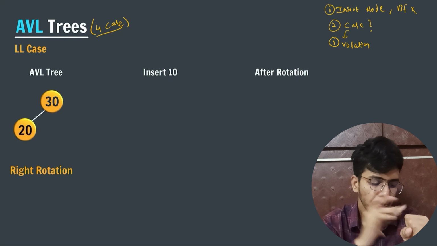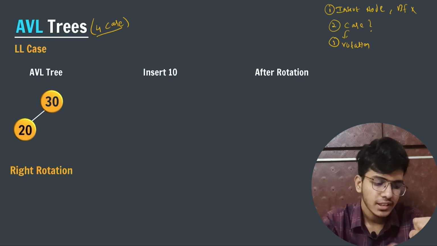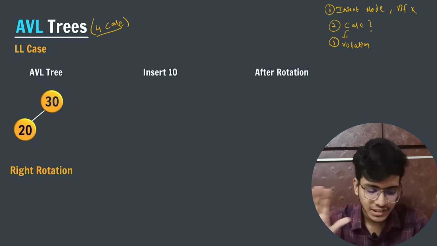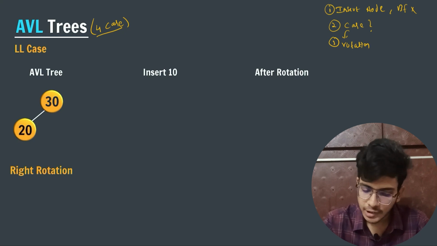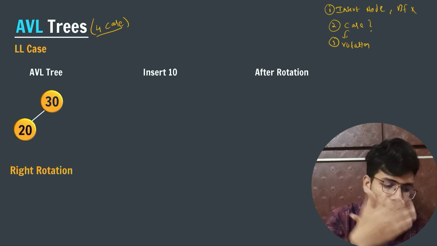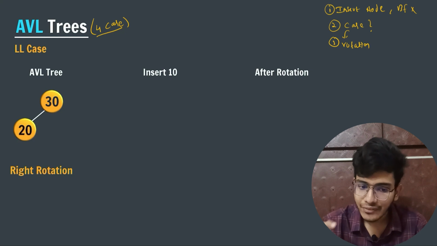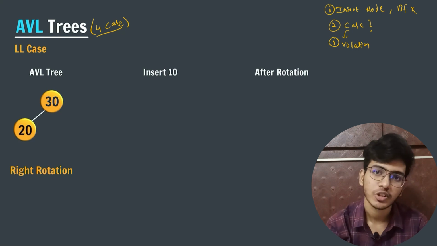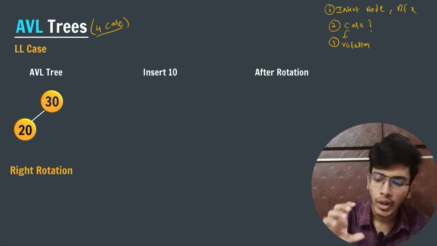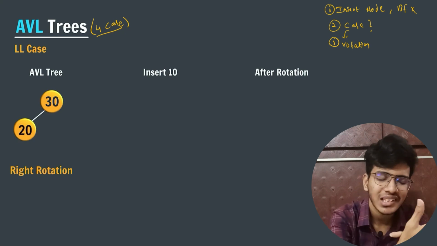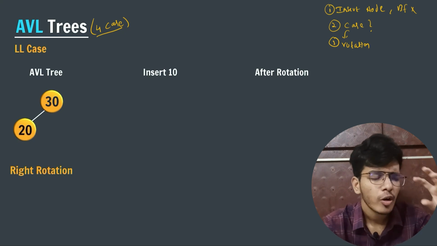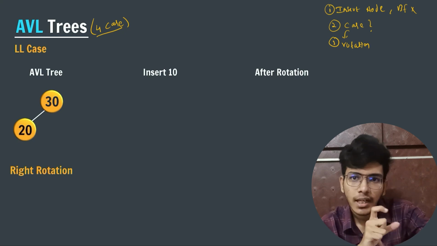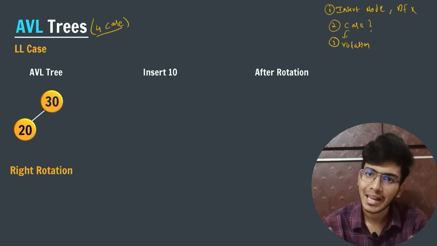First, I will insert the node, and after inserting the node, I will check the balancing factor for these 3 nodes. If the balancing factor is correct, if it is not violating the properties of balancing factor, then I will continue to add the next element. If the balancing factor is disturbed, then I will check due to which case it got disturbed. When I find the case, for each and every case I have a corresponding rotation. I will perform that rotation, and my tree will become balanced, right?